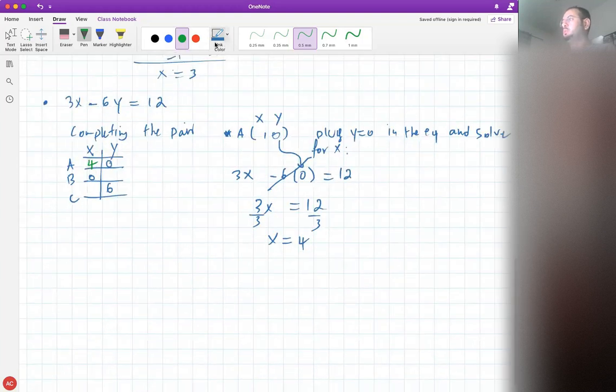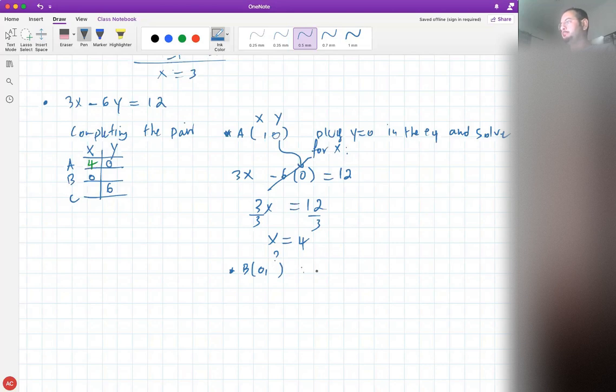So the first one is complete. Let's do the same thing and try to find the other one. So this time we're looking to complete B. x is 0, and we don't know the other. So this time we're missing the y. So the x is 0. So we're going to plug it here. Back to the equation again. Restart all over again with the equation.